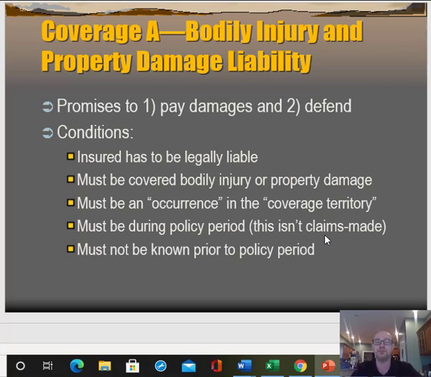So there's two things they promise. Number one, they will pay whatever damages that you're legally liable for. Remember, that requires a court. And then number two, they will take care of defending you. And that defense cost is typically on top of the overall limit. We'll talk about how limits work because it's a little bit different here.